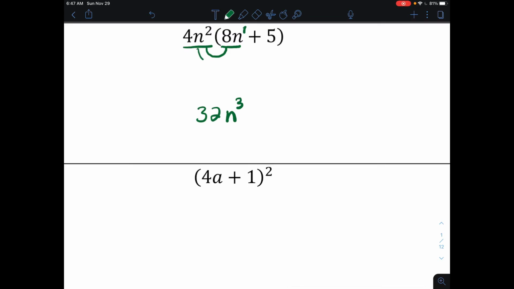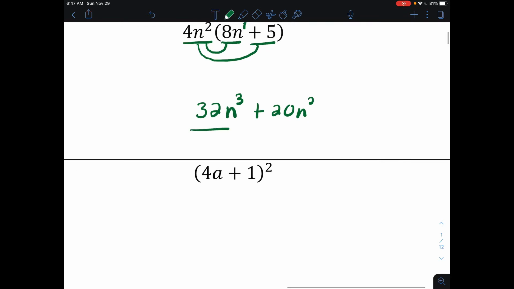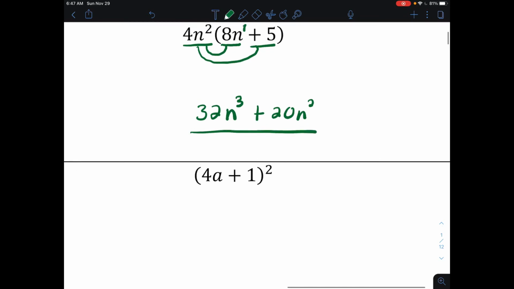Then we take that 4n squared and we got to multiply it to that positive 5. Well, 4n squared times positive 5 makes positive 20n squared. And n squared and n to the third are not like terms, so that's our final answer.